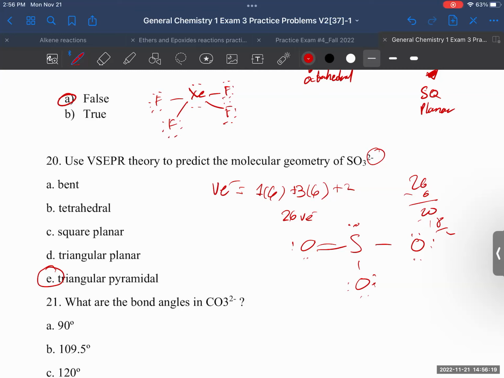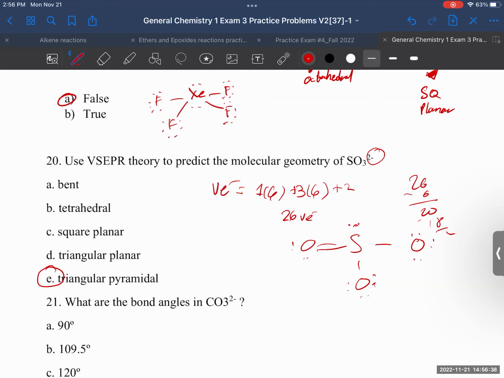Wait, why did we add a double bond? Because of the formal charges. Formal charge always trumps octet. But it doesn't change the answer. So wait, how do you know when you need to do a double bond? So remember the charge on sulfite, so SO3 2 minus.